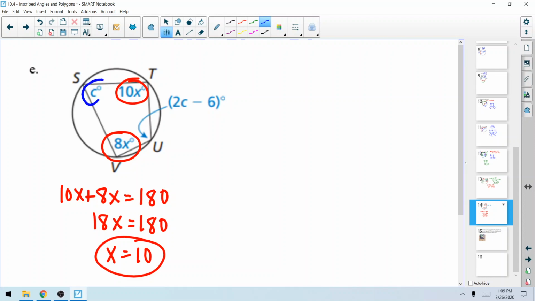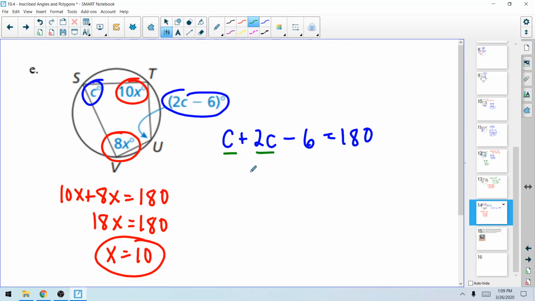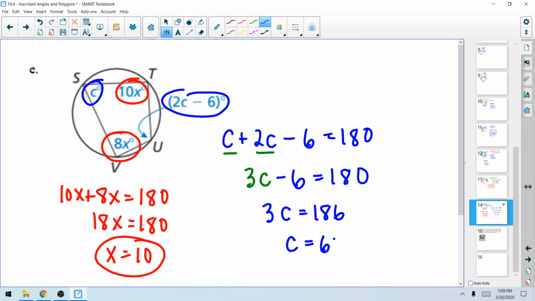Same idea for c. We've got a c. We've got a 2c minus 6. They put it right there at angle U. So c plus 2c minus 6 are supplementary. Combine like terms. 3c minus 6 is 180. Add your 6. 3c equals 186. Take 186 divided by 3. C must be 62.